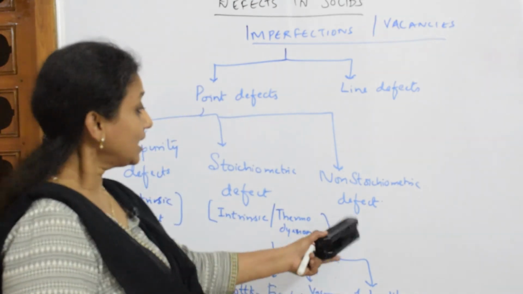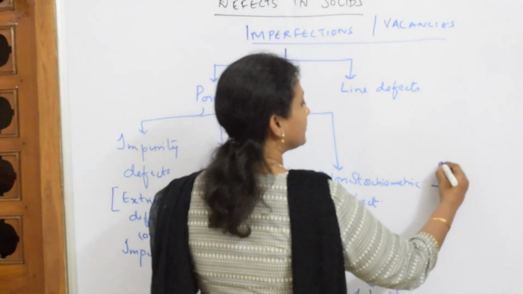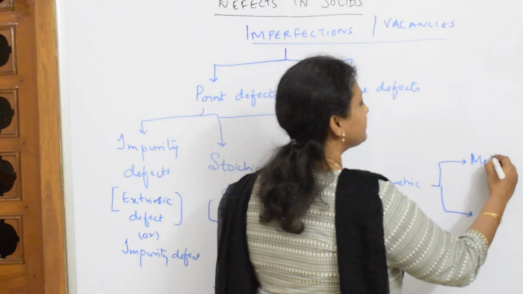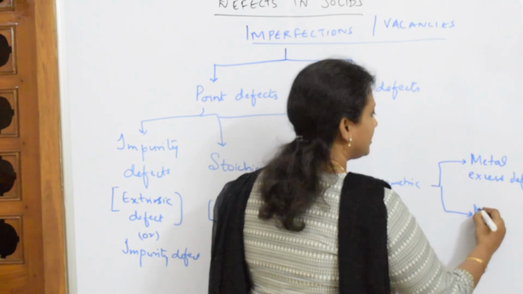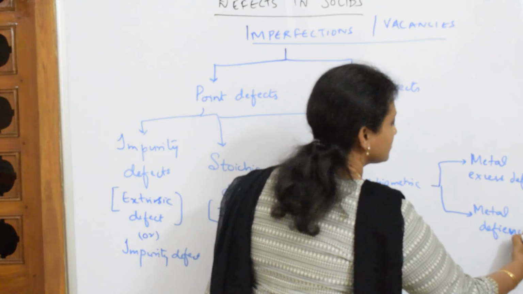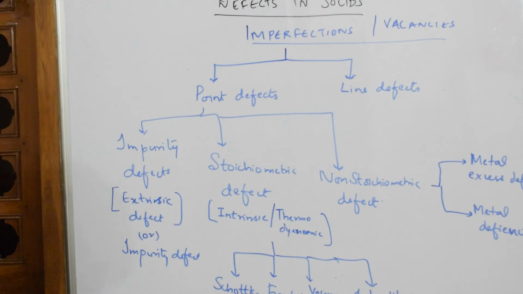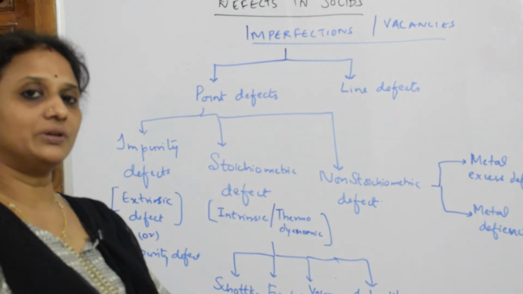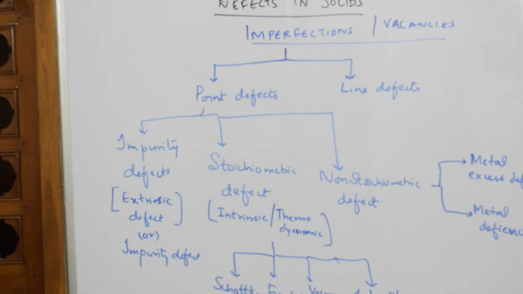Right. When I come back to non-stoichiometric defects, let us see two more classifications. Non-stoichiometric defects are further classified into metal excess defects and metal deficiency defects, right? This is the classification. Fine. So I'll be dealing with one topic individually, and let us see if there's any numerical also related to this. Please note the topic.